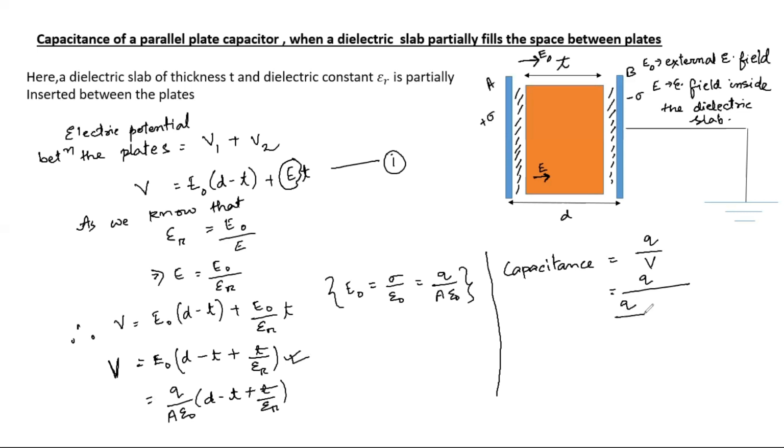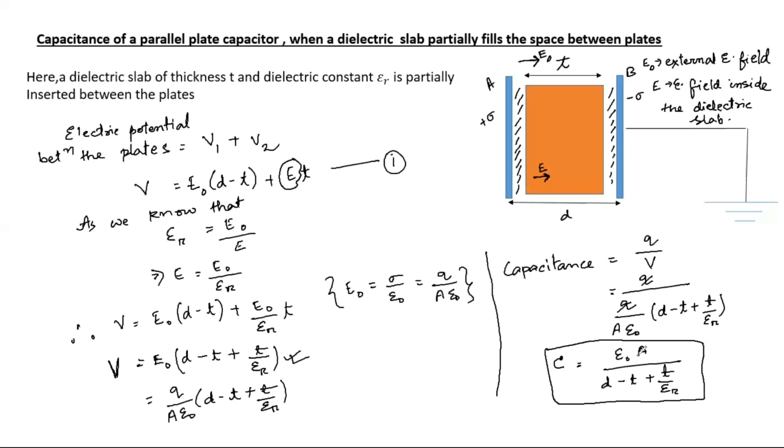So when you replace this V part, you will have this expression: Q by A epsilon naught into D minus T plus T by epsilon R. So Q gets cancelled. So our capacitance C is nothing but epsilon naught A by D minus T plus T by epsilon R. So this is our capacitance value for a parallel plate capacitor when you insert a dielectric slab partially between the space.